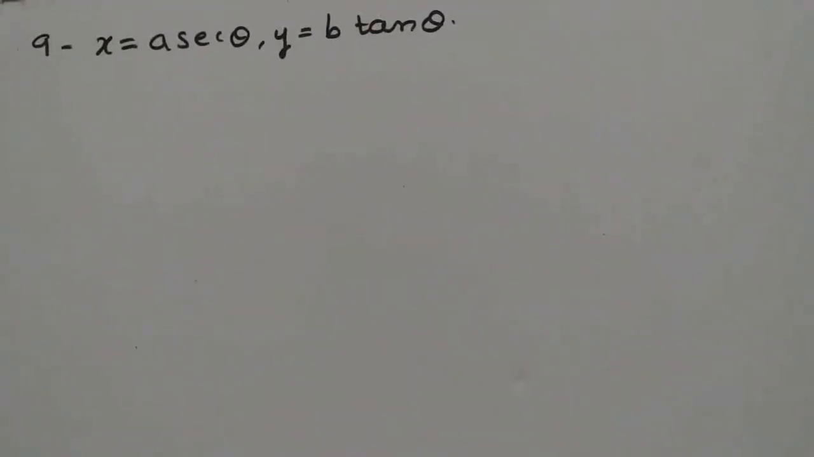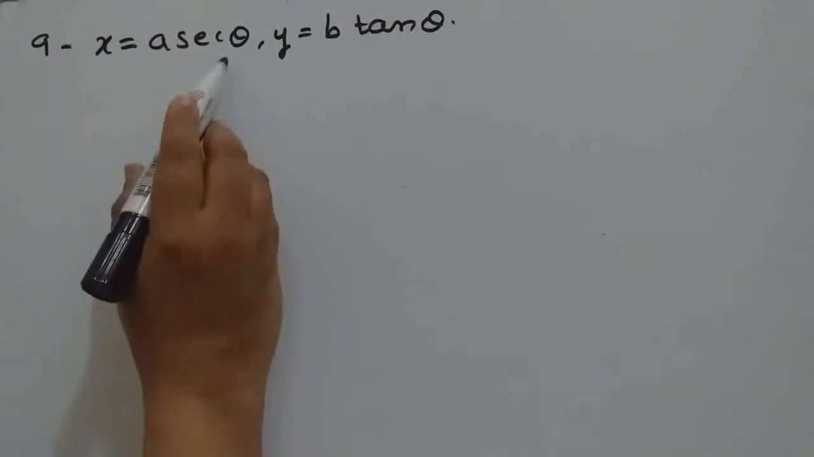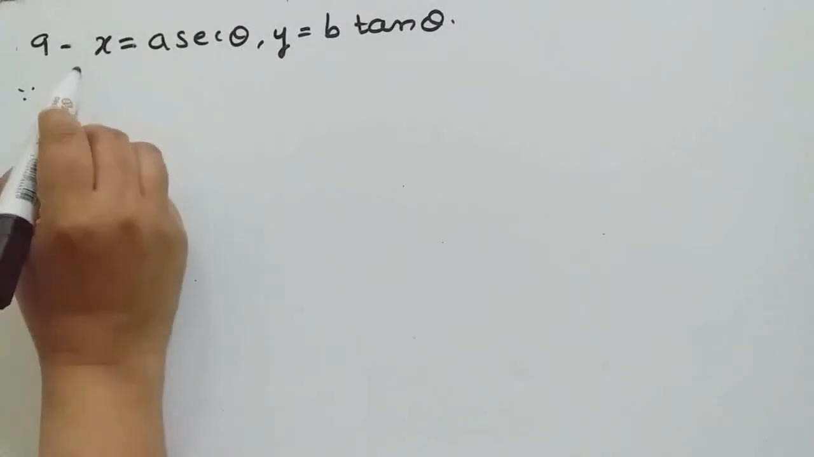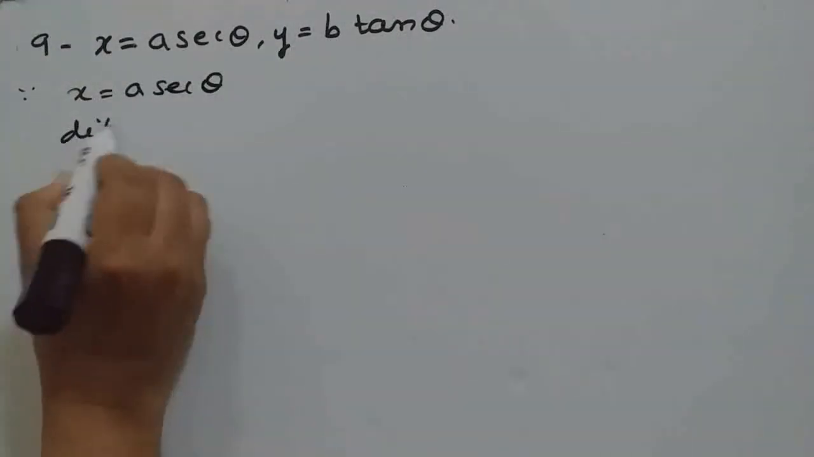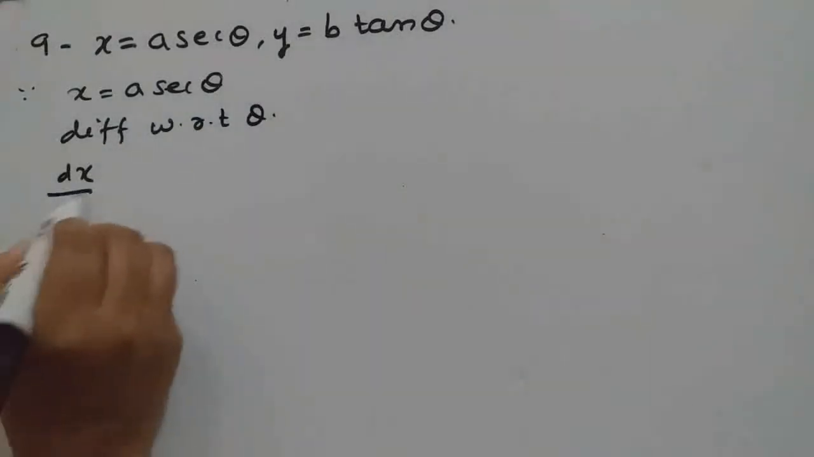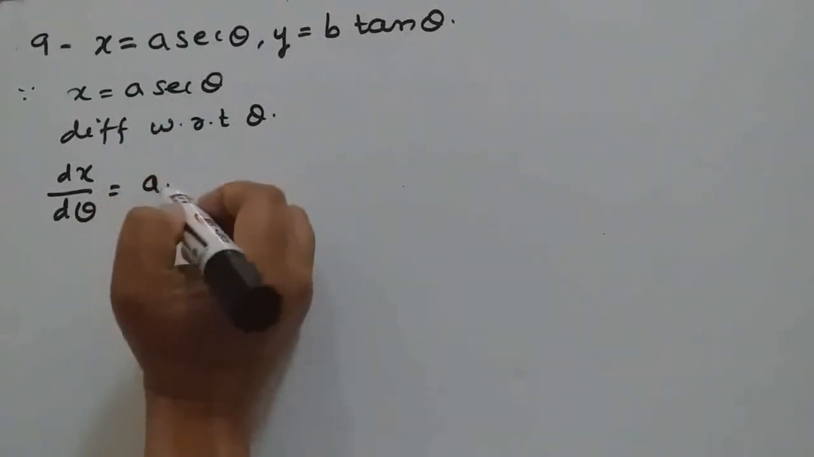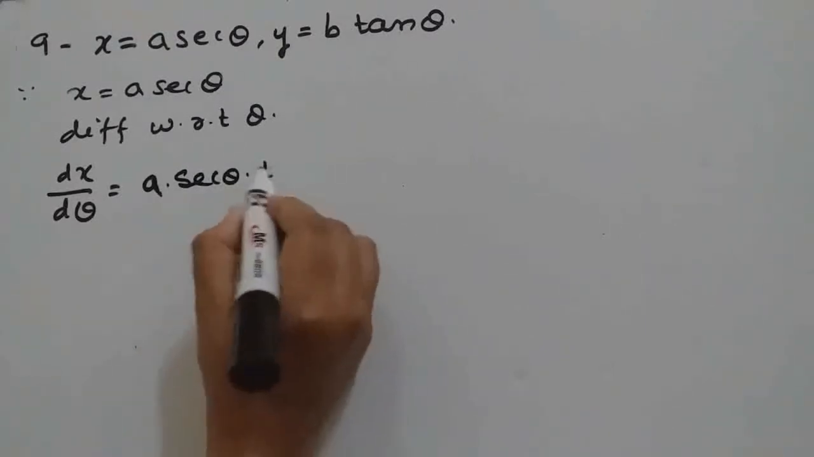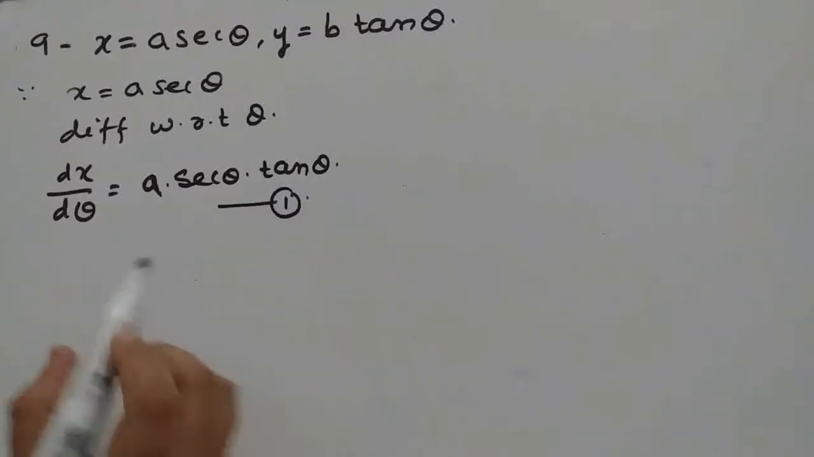Question number 9. x equals a sec theta means x is a function of theta and y is a function of theta. So we will start with x, differentiate with respect to theta. So dx by d theta, we know a is the coefficient, that will be the same. The derivative of sec theta is sec theta into tan theta. This we can consider as equation 1.